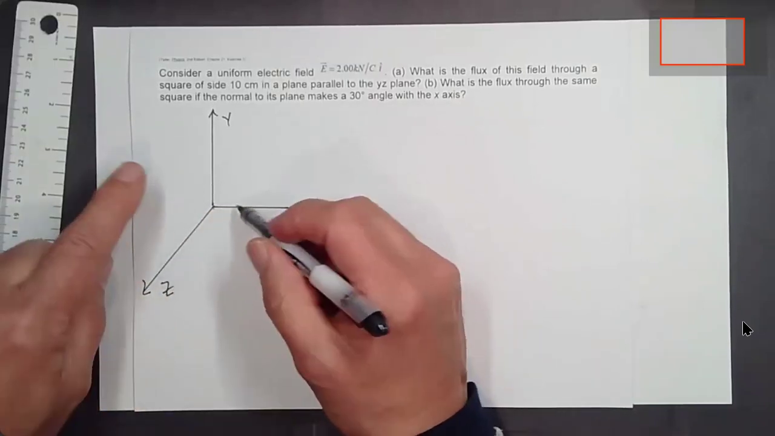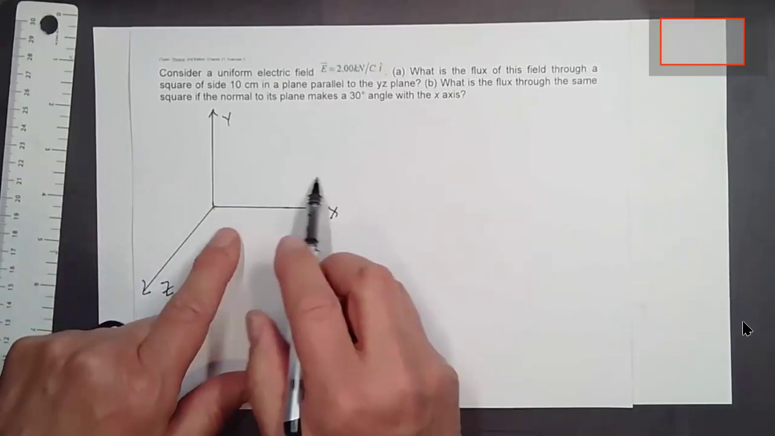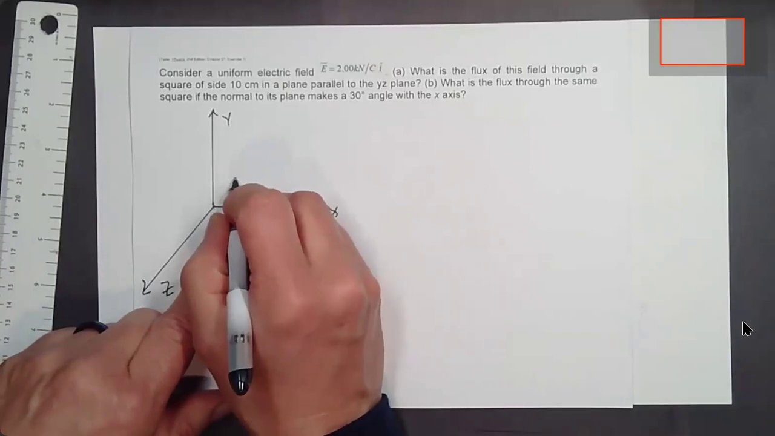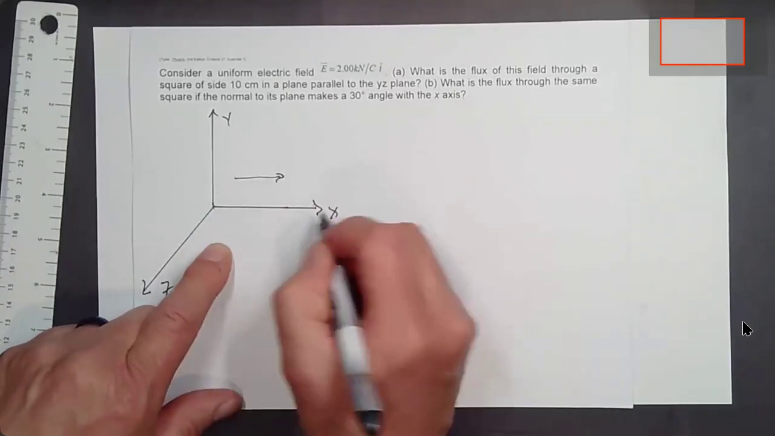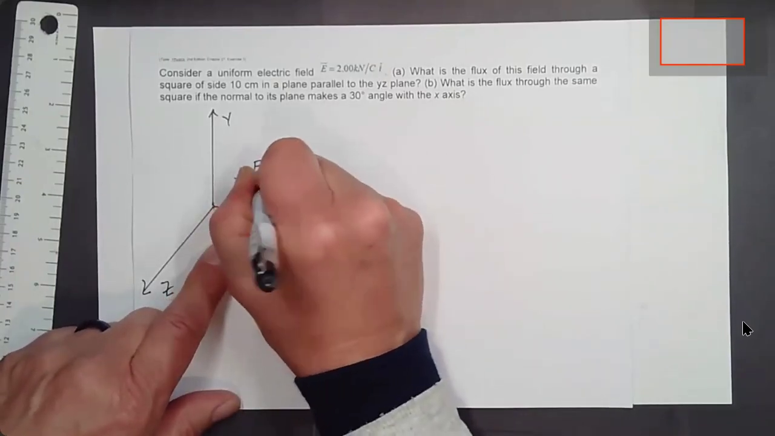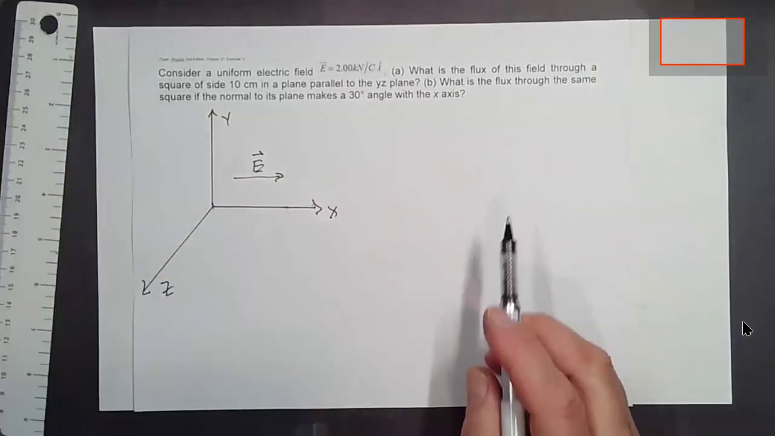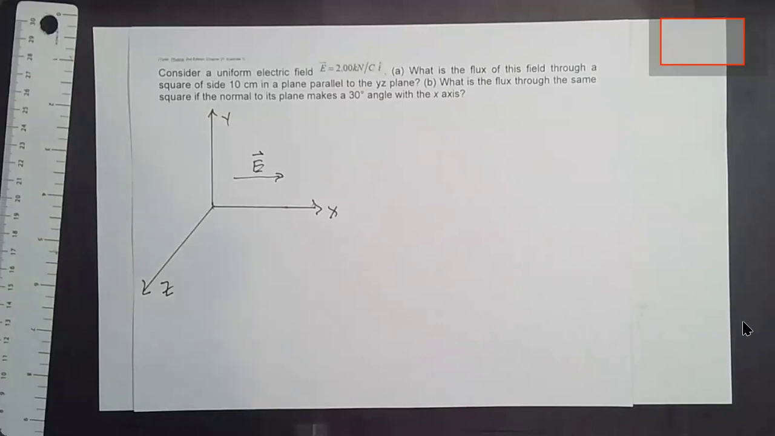And those are all perpendicular to each other. And our electric field in this case points in the positive I direction, or the positive X direction. So that's the direction of our electric field here, parallel to the X axis and presumably everywhere in space.